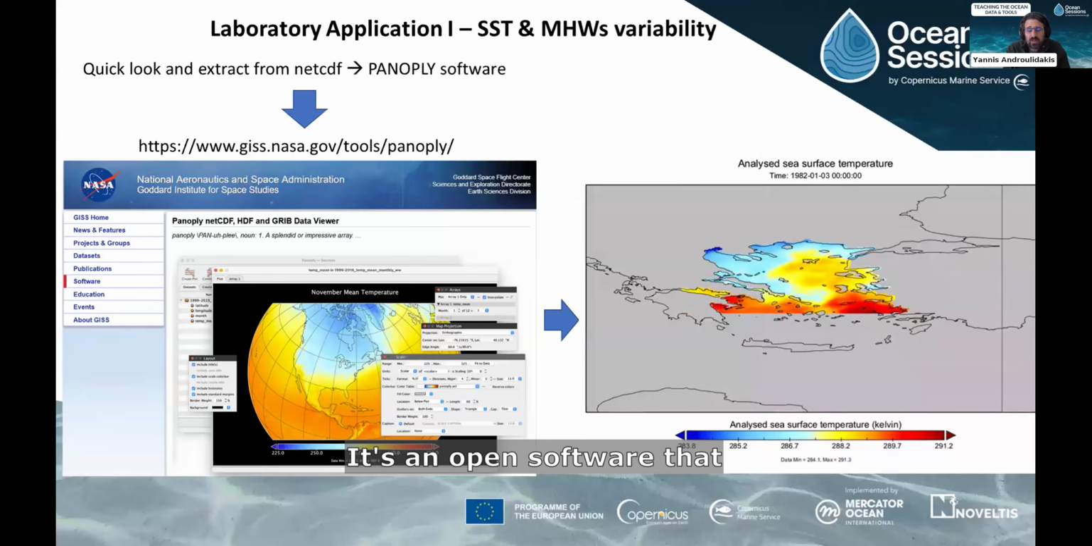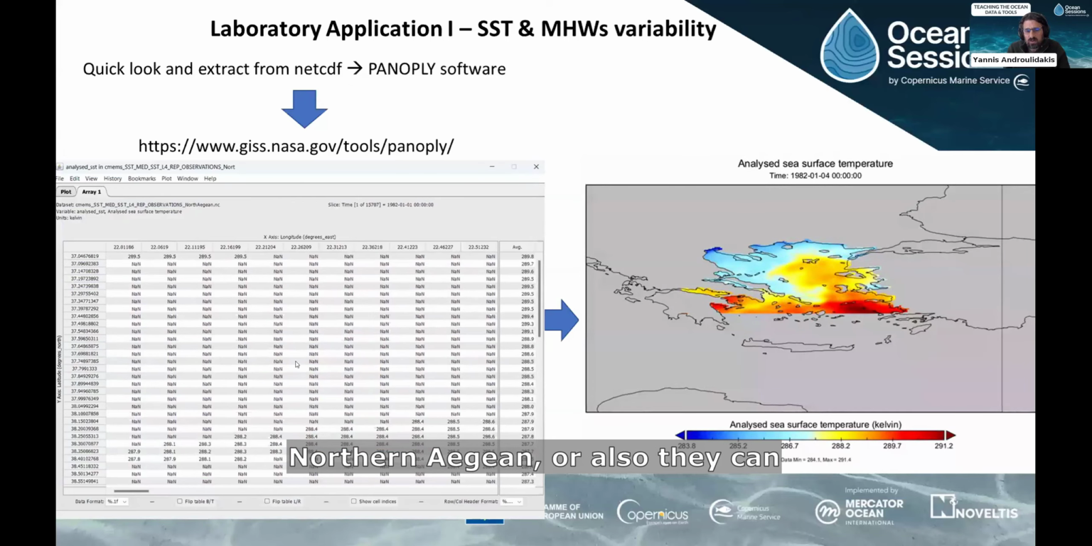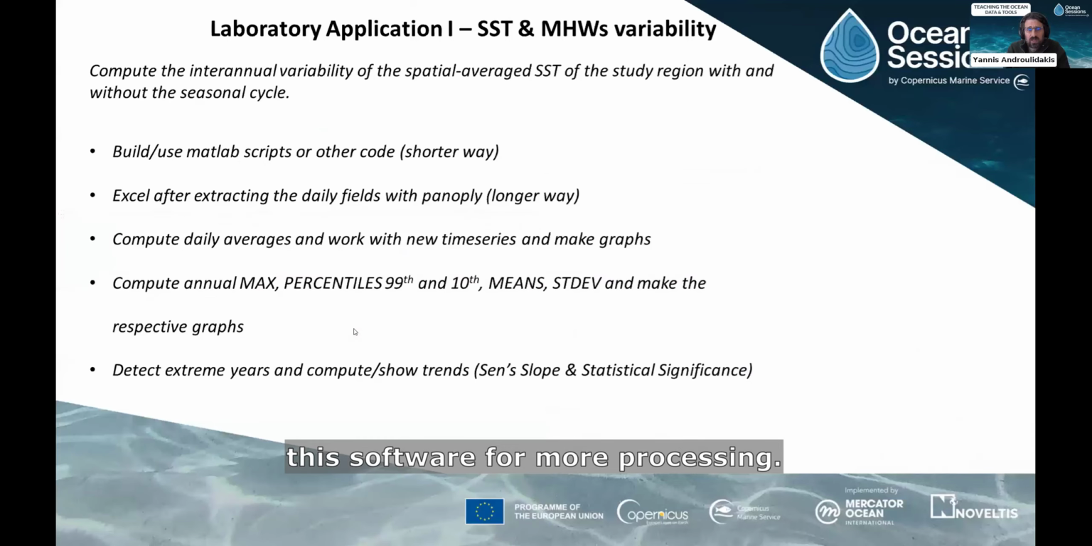And first of all, they can use very simple tools like the Panoply software, which is available from NASA freely. It's an open software that can be used for visualization, like this example here in the Northern Aegean, or they can also extract data with this software for more processing. But we also develop some simple scripts with MATLAB or other languages, other codes, for more in-depth analysis.